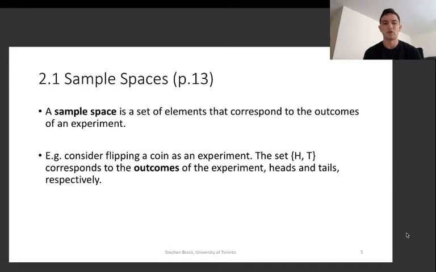Sample spaces. So a sample space is a set of elements that correspond to the outcomes of an experiment. For example, consider flipping a coin as an experiment. In this situation, the set {H, T} corresponds to the outcomes of the experiment, heads and tails, respectively.